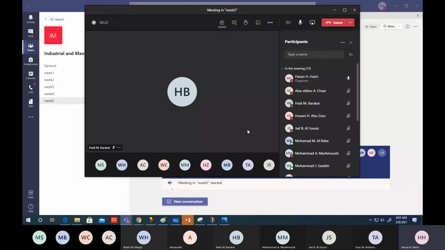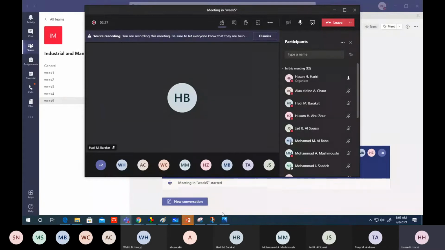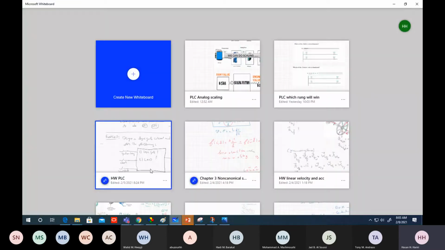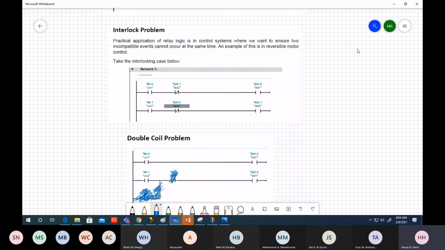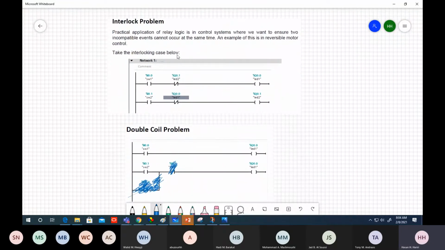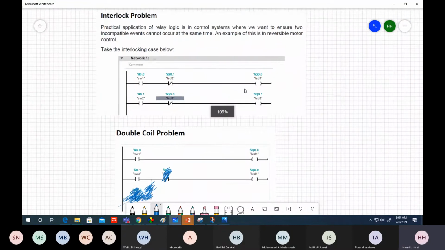Today's session, we'll first discuss some problem together. Which rank will win? So let's start by this problem and try to analyze it together.